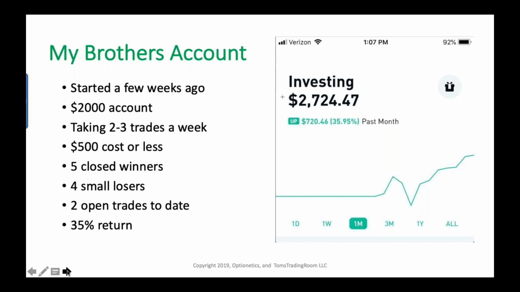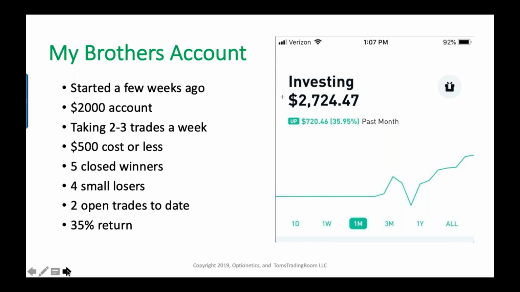So anyway, he started a few weeks ago with a $2,000 account. He's learned option strategies and specific strategies that he thinks tailor to him. And he's been shadowing me, so we've been taking like 2 or 3 trades a week.